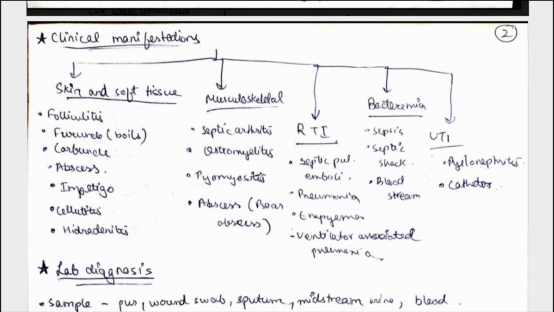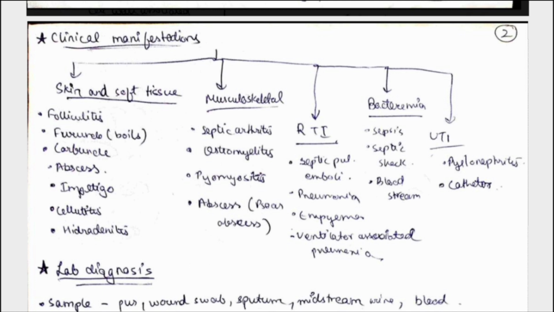Osteomyelitis is one of the important questions. We will cover it soon in pathology. Next is respiratory tract infection, that is septic pulmonary embolism, pneumonia, empyema, ventilator associated pneumonia. See our video on ventilator associated pneumonia. It is a 5 marks important question.